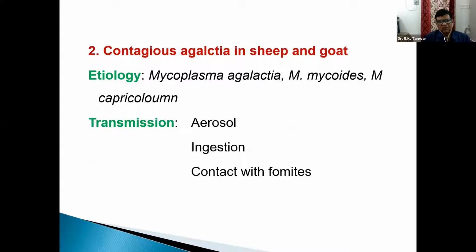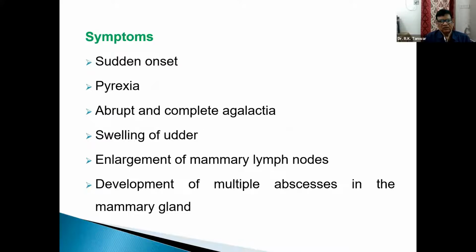Then there is another problem, that is contagious agalactia in sheep and goats, caused by Mycoplasma agalactiae and Mycoplasma mycoides, transmitted by aerosol, ingestion and contact with fomites. Symptoms: sudden onset, pyrexia, abrupt and complete agalactia. If there is no milk from the animal, the disease is contagious agalactia caused by these two above-mentioned microbes, of which Mycoplasma is the most common.